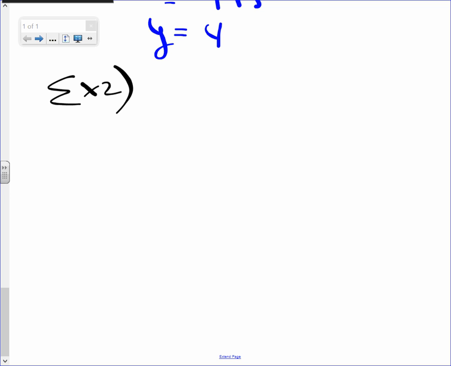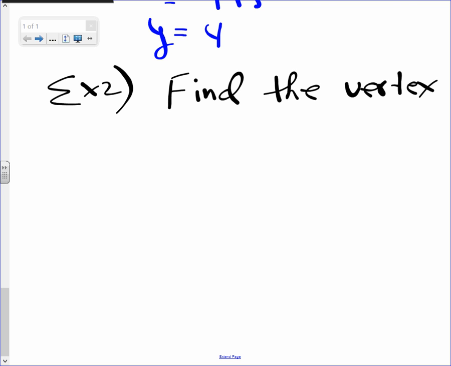All right, here we go. Ready? Let's do it. Last example. Find the vertex. y equals 3x squared minus 7.